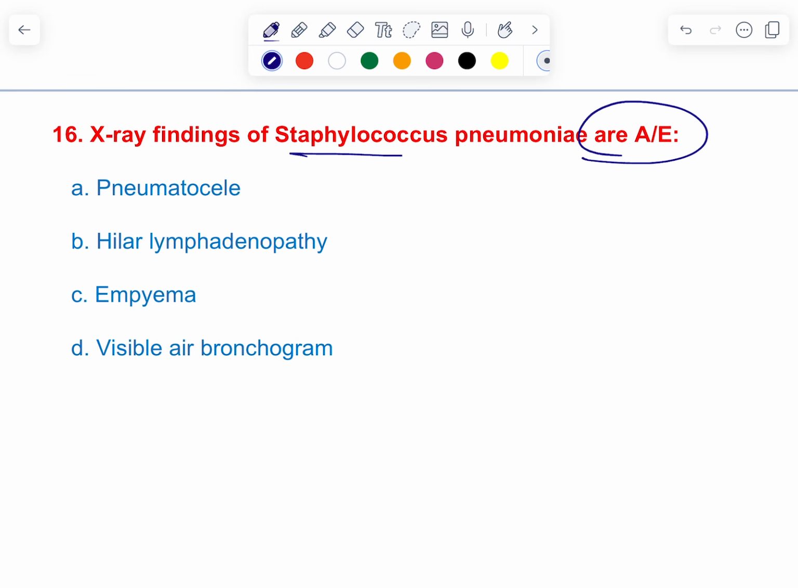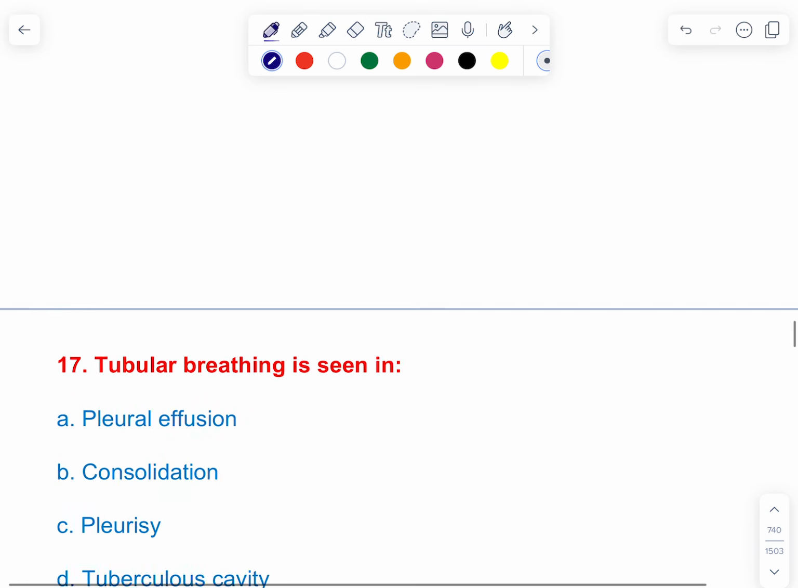In all these cases wherever there is lobar consolidation or consolidation of the lung parenchyma, you will notice visible air bronchograms, right? And there is also accumulation of pus within the pleural space, which is called empyema. Pneumatocele is also observed in patients with Staphylococcus aureus. But what is not observed in Staph aureus is hilar lymphadenopathy, right? Hilar lymphadenopathy is not observed.